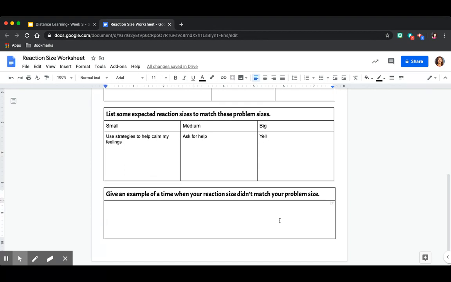And then the last one is just give an example of a time when your reaction size didn't match your problem size, okay? If your mom didn't get you the right ice cream from the grocery store and you yelled at her, that is an example. When have you maybe not acted the way that you should because you maybe lost control and your reaction size was not matching your problem size?